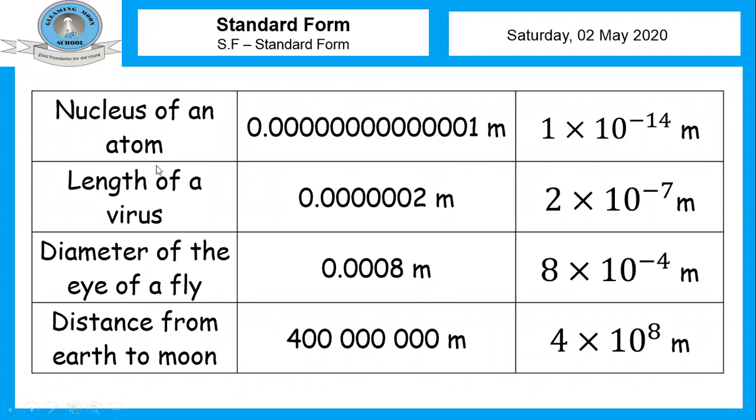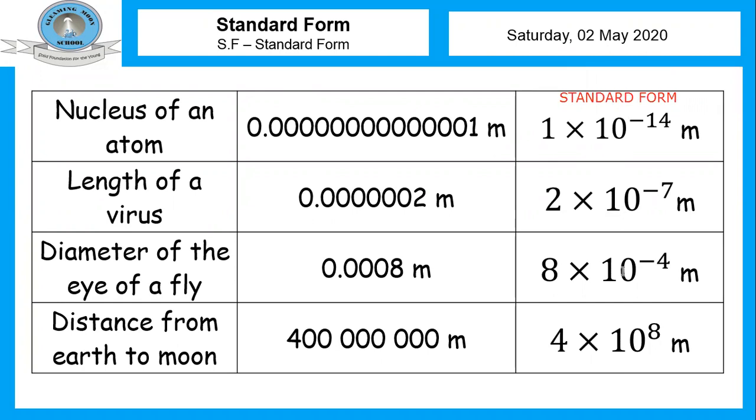So you can see nucleus of an atom. This is the normal way it is written, 0.000000 all the way to 1. And this is the standard form of this number. So we can call this column standard form. Okay, so these numbers are written in standard form.